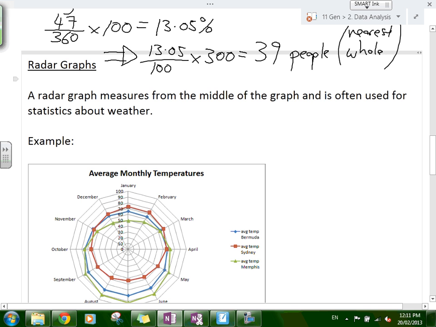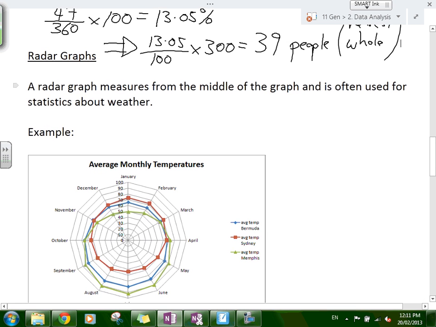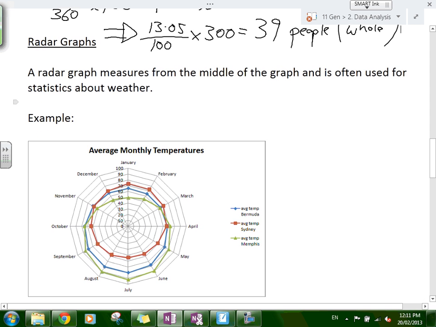Typically they're used for temperature, weather, comparing over a period of time. It's a good way in a circle. It looks like this. Okay? It measures from the middle of the graph. So the middle is 0. And each line going out is a certain number of units, and it's often used with temperatures. Like I said, you can have it by temperatures over a day or over a year.